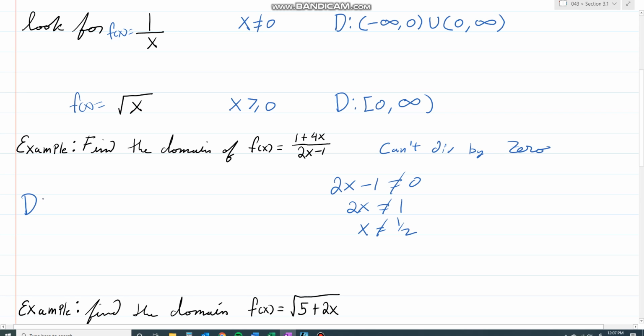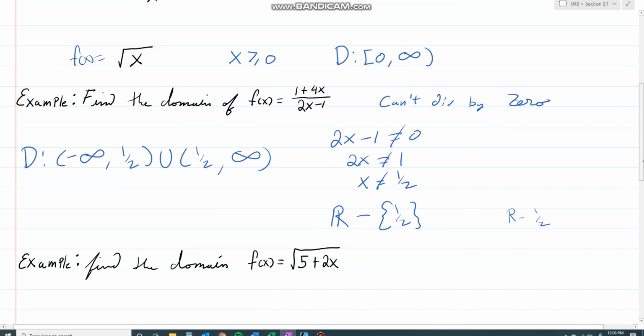So I'm going to write the domain equals from negative infinity to 1/2, not including 1/2, unioned with 1/2 to infinity. Sometimes you'll see the real numbers minus 1/2. And I think our WebWork might even accept that. It might even accept something like R minus 1/2. I think it understands that.